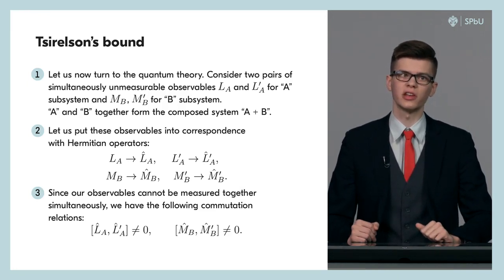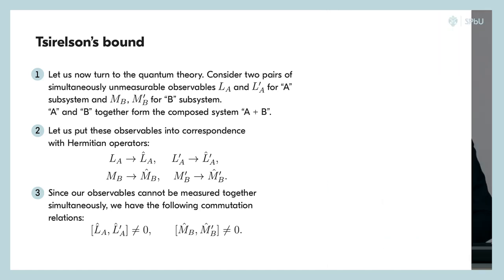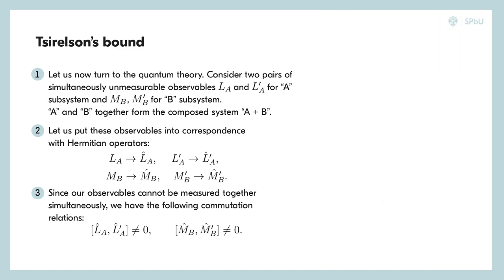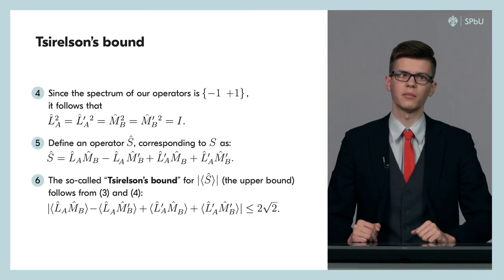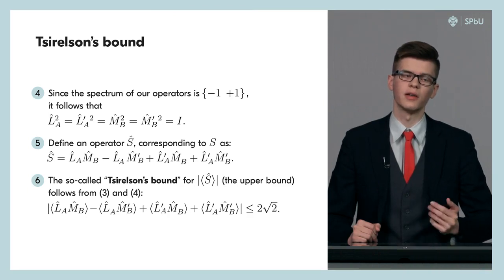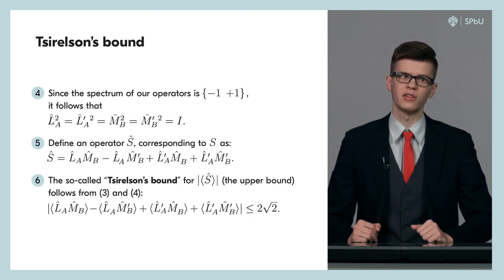To each pair of simultaneously unmeasurable observables LA and LA prime in subsystem A and MB, MB prime in subsystem B, assign the appropriate Hermitian operators. Since the observables related to the same subsystem are simultaneously unmeasurable, their operators do not commute. As far as the spectrum of these operators contains only +1 and -1, the squares of these operators in matrix representations will be equal to the unit matrix. Let us now identify an operator for the observable S.